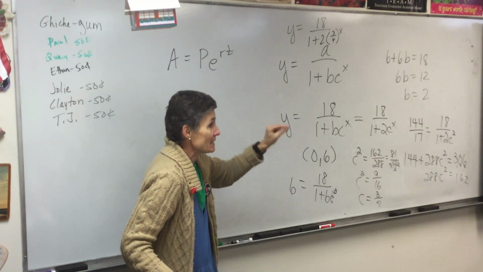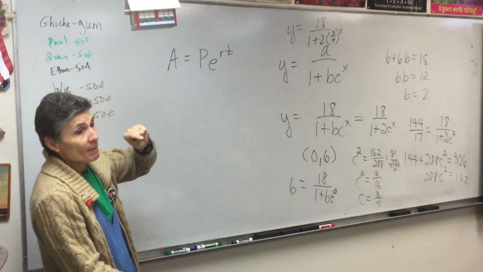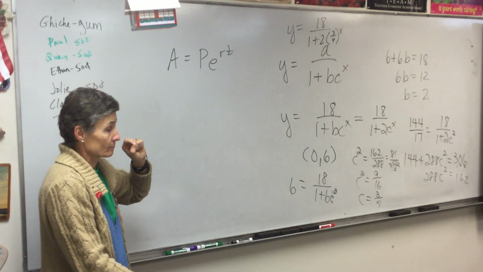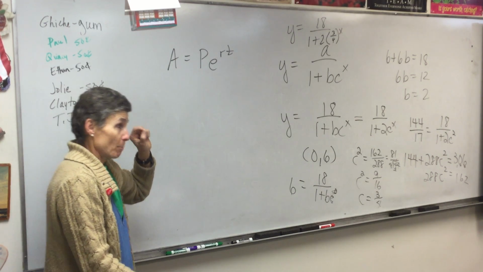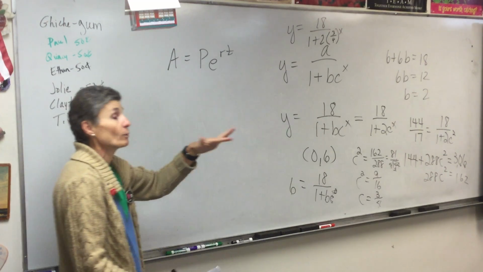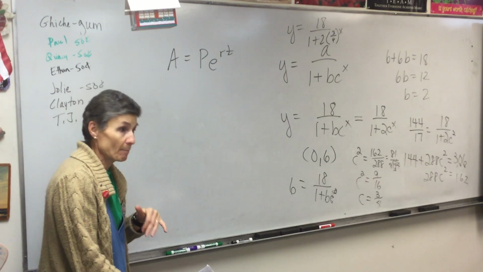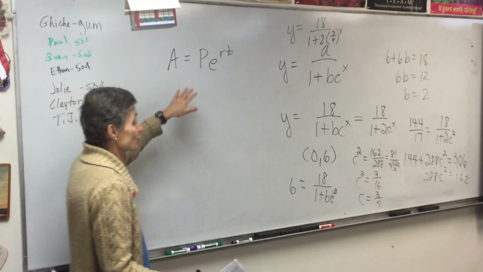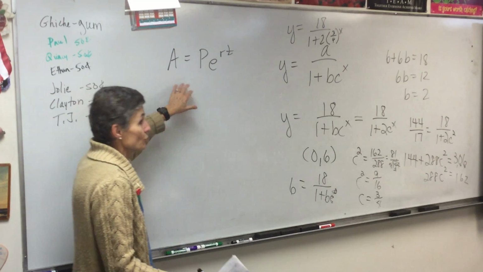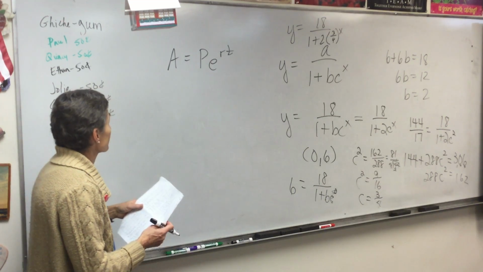PERT can be used for money if the interest is compounded continuously, PERT is your formula. But PERT is the only formula that we have that can be used if it's not money. So this is going to be used for every non-money problem, but it can also be used for money if the interest is compounded continuously.